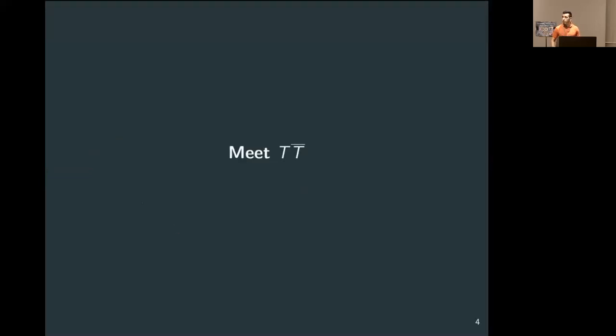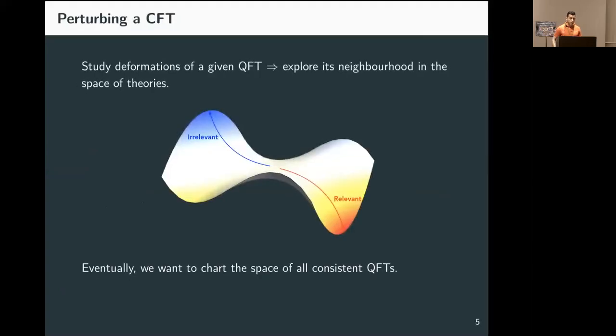Okay, let's start with the review part. So very generally, the study of all possible deformations of a given quantum field theory allows us to explore its neighborhood in this vast space of theories. Eventually, we would like to understand as many deformations as possible for as many QFTs as possible, so to get a chart of this enormous space of QFTs.